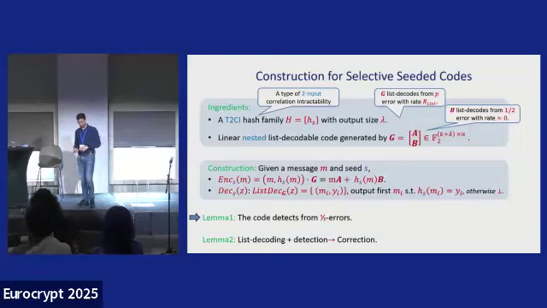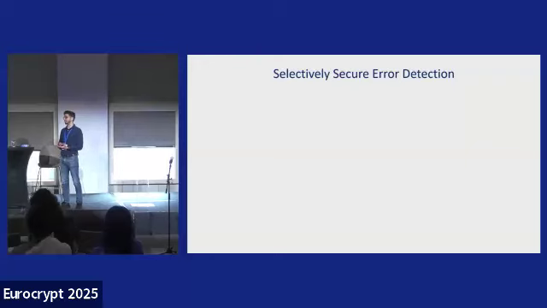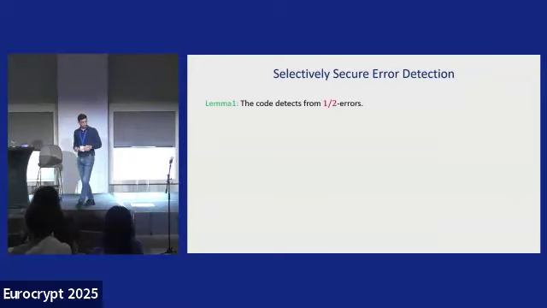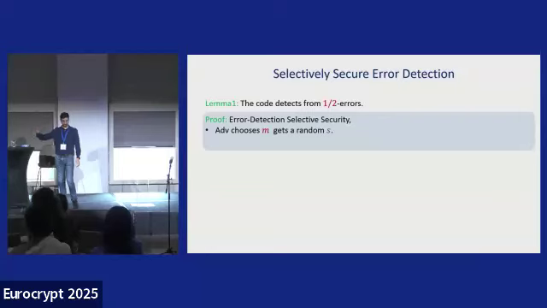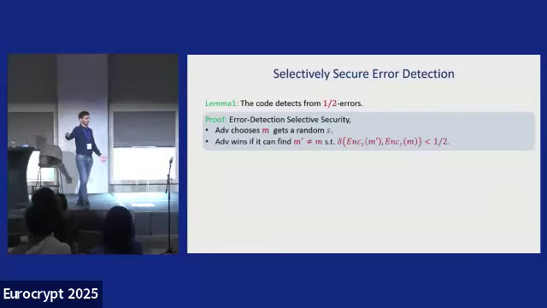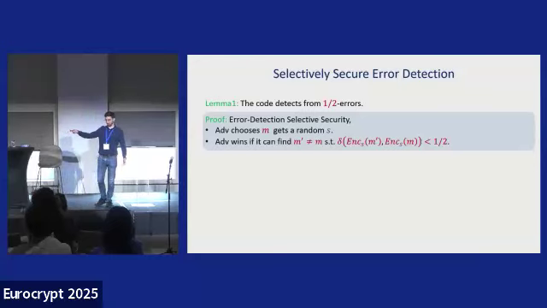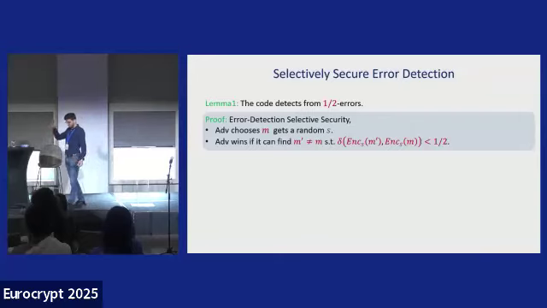With the time I have left, let me give you a general idea of how we get this. Good. So we have a code, and we want to show that the code detects from half errors. Keep in mind that the security notion is a selective security. So first the adversary chooses some message M. Then the seed is chosen and given to the adversary. And now the adversary needs to find some different M' such that the encoding of M' with S and the encoding of M with S are too close to each other.